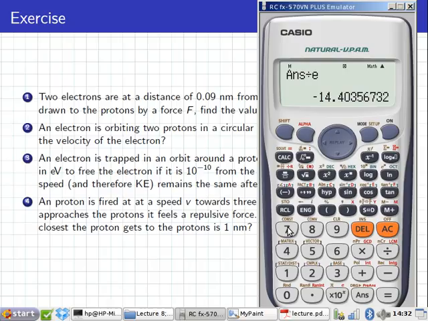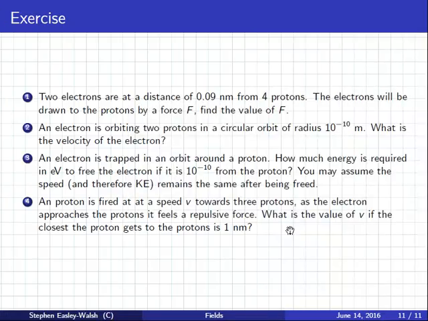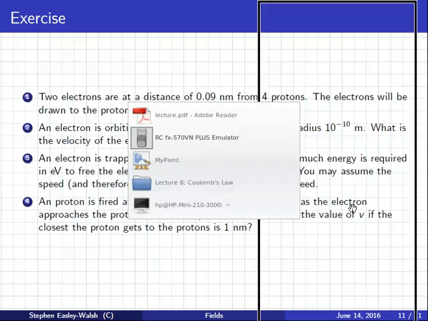The last one's a little bit hard. I wonder if anybody got number 4. A proton is fired at a speed v towards 3 protons. Oh, stupid English. As the electron approaches the proton, it feels... Well, which way did you do it? As a proton and 3 protons? Yeah, so it has to have been a proton. Yeah, so I need to delete that. That should have said as the proton approaches.